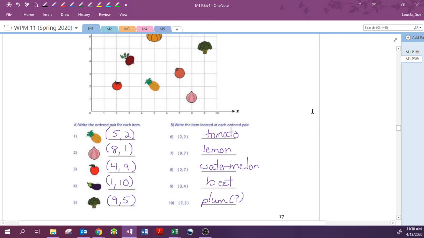Okay, there you can see the rest of the results of this. I'm not sure what number 10 is supposed to be. Is it a plum? It's this one here. Okay, I'm not sure if that's a plum or what it is. Okay, pause the video, go do the practice questions, and I'll meet you back here in a minute.